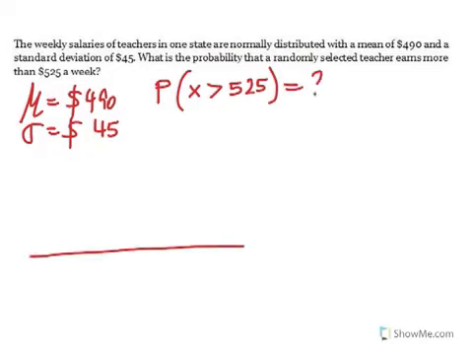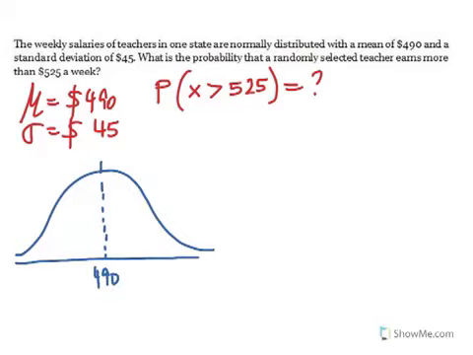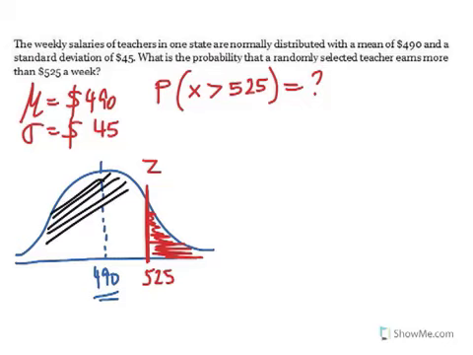So let's visualize this now. So we have the mean 490, right? But we need to find the probability that a randomly selected teacher earns more than $525 per week. So $525 probably is right over here. So we need this area right here, so the area to the right. Okay? So first we need to find the z-score that corresponds to this particular value, 525. Then find the area to the left, right? And subtract this area from 1. And then we're going to find the probability that the randomly selected teacher earns more than $525 per week.